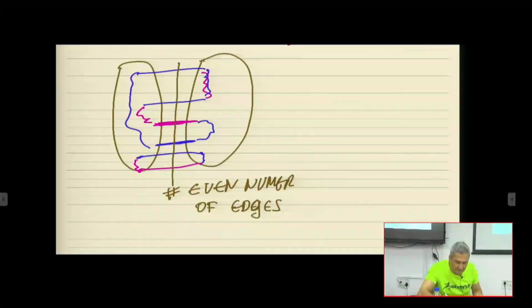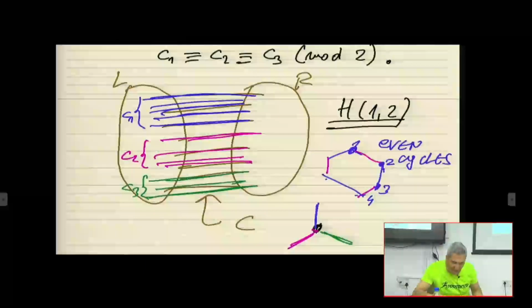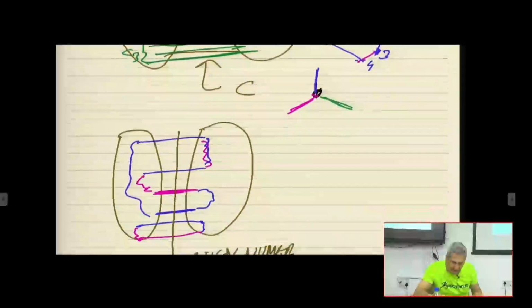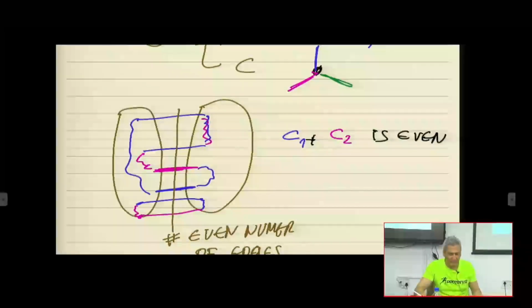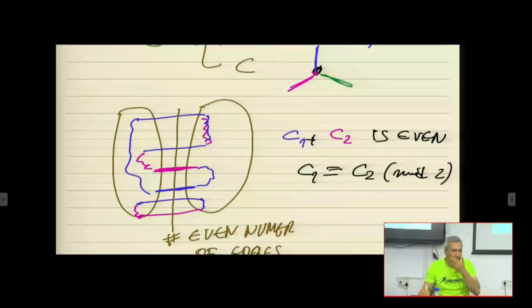So what was C1? C1 was the blue and C2 was the pink. So C1 plus C2 is even. Do we agree? If C1 plus C2 is even, what can we say about C1 and C2? Then C1 is congruent to C2 mod 2. Okay?